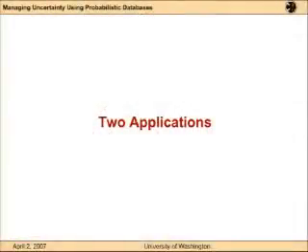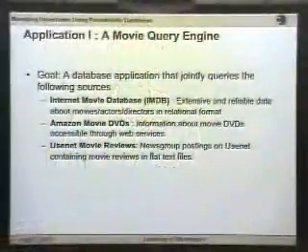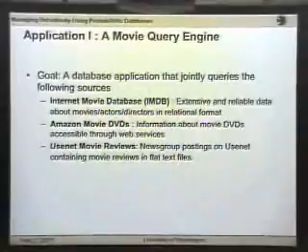I'm going to give you an example of two applications to illustrate the issues I'm talking about. The first application is a movie query engine, and the objective here is to allow users to write queries jointly over three different data sources. Here are the three data sources. There is the Internet Movie Database. It is a large and extensive collection of structured data about movies and actors and directors.